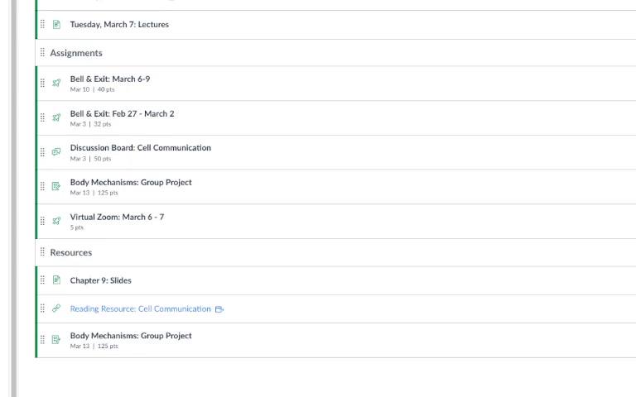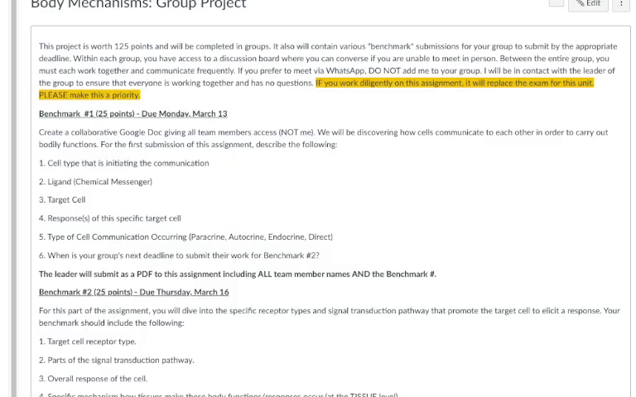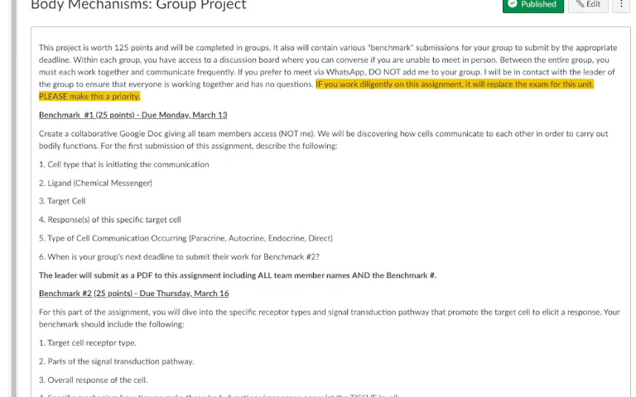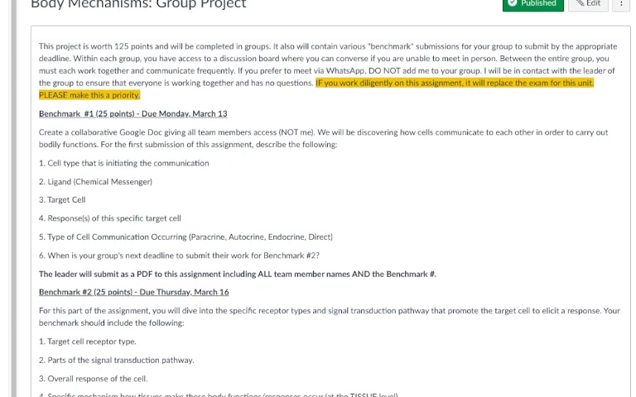All right, students, so here is the description of the Body Mechanisms Group project. Please view this and read all of the instructions. There are certain benchmarks that you all need to meet as a group. This project is worth 125 points, and if you work diligently and are all working together, and I see that your work is very good, we will not have an exam for this unit. I repeat, if you work diligently, you meet your benchmarks, and everyone's participating effectively, then we will not have an exam for this unit.